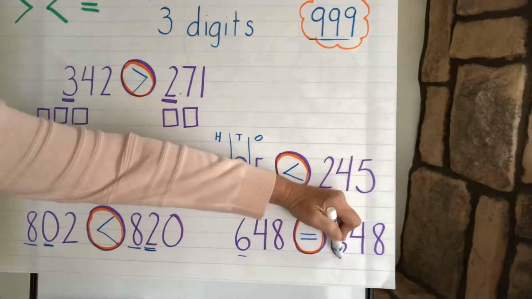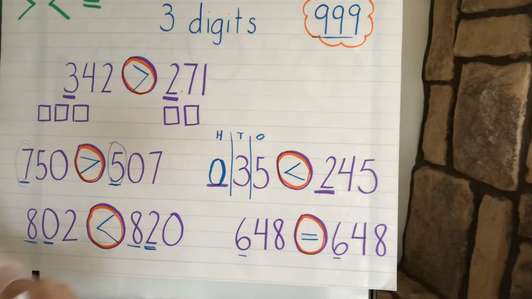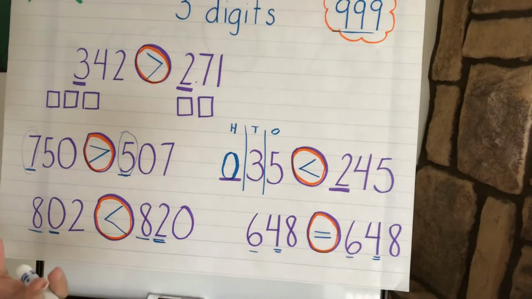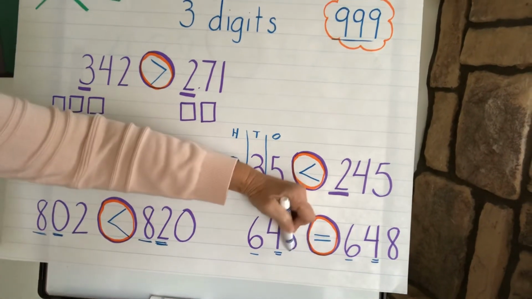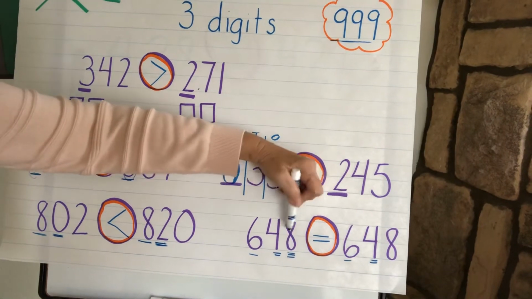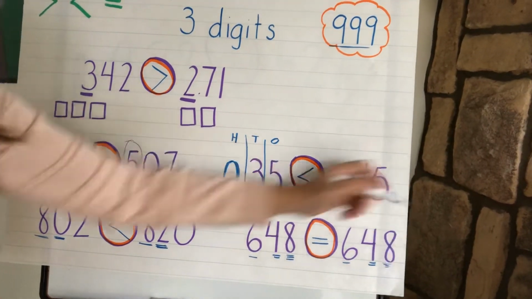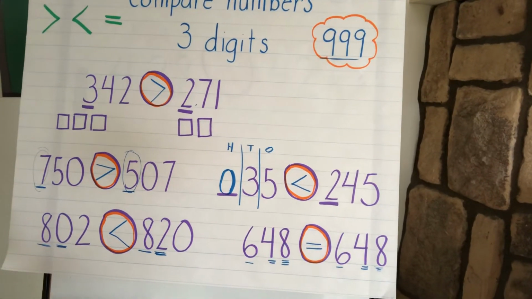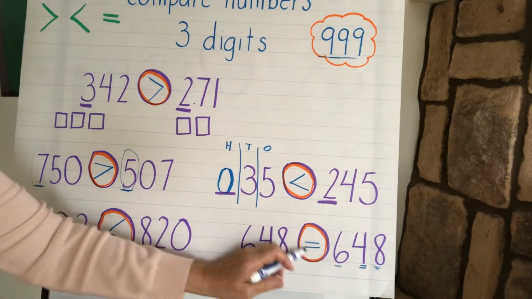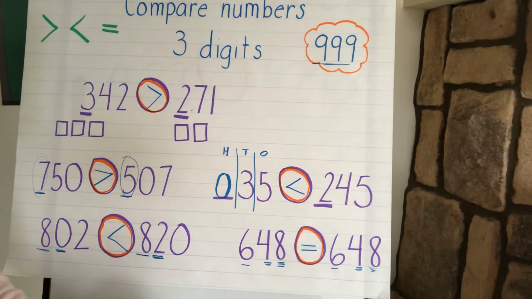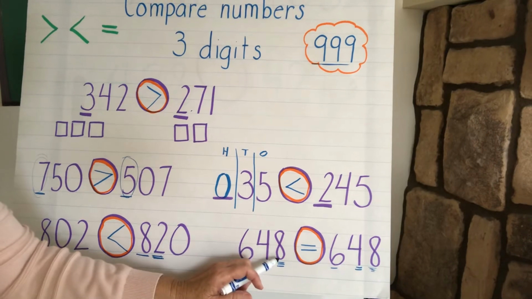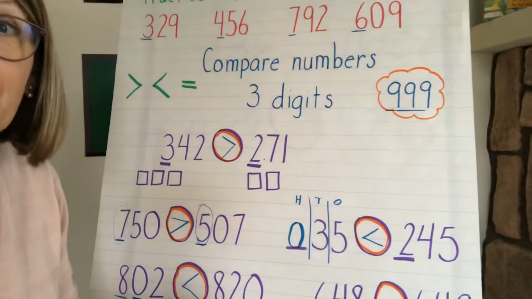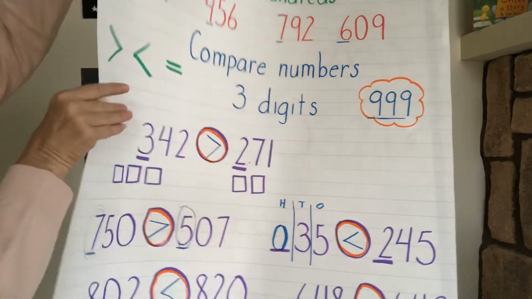Don't forget our old friend equal to. 600s, 600s. They're the same. I'm going to go to the tens. 4 tens, 4 tens. They're the same. What should I do? Yep, I'm going to go to the ones. 8 ones, 8 ones. So every number in each place value spot is the same, which means that we use our equal to sign. Can you read this equation with me? 648 is equal to 648.